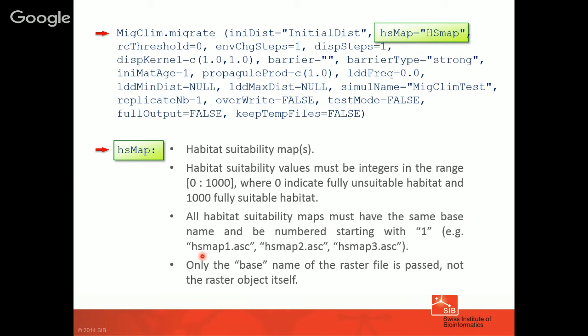So in this case, for instance, they should all be called HS map for habitat suitability map. And then you have to number them in the right order. So the maps that will be first used would be HS map 1, and the maps that will be loaded in the second environmental change step should be named HS map 2, HS map 3, and so forth. So you really have to stick to this naming scheme. Of course, the HS map part you can replace with anything you like, but you really have to put the numbers 1, 2, 3, 4, and so on. Otherwise, it's not going to work.